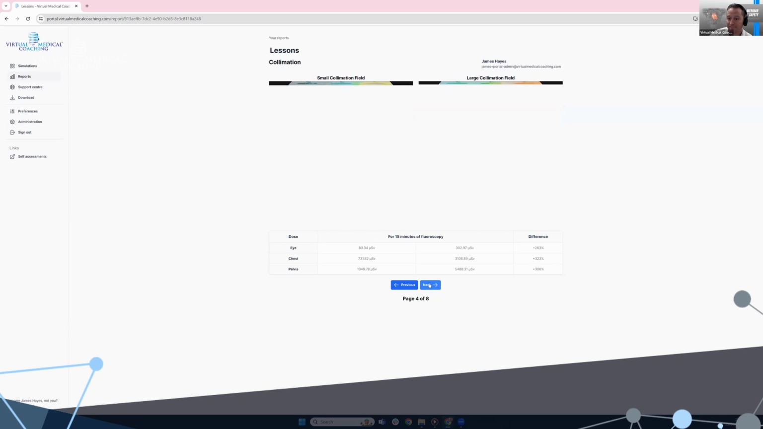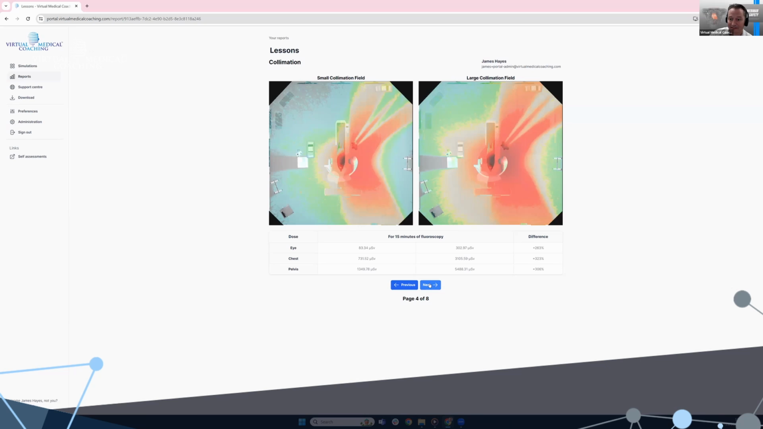The collimation, again, that's something that's really important. So we go through a small collimation field, and the difference to your eyes is 263% or 300% to your pelvis or something. So this is quite easy teaching when you can show someone the dramatic differences.